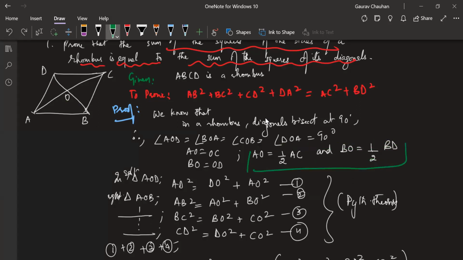I'll wait for 10 seconds for people to absorb this. This is also coming from the same logic. Diagonals bisect is telling me whatever part is forming is half of the full part. We good? Anyone has a doubt? Give me a thumbs up on screen if you're good with this. We'll wait for 10, 9, 8, 7, 6, 5.